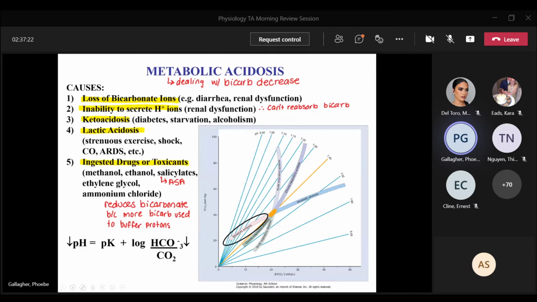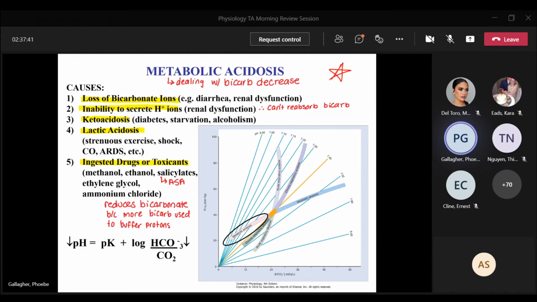Okay, so this is probably more important than the respiratory stuff. He really does focus on metabolic acidosis quite a bit, specifically metabolic acidosis, not so much alkalosis. So you should definitely know this slide and everything that causes metabolic acidosis.